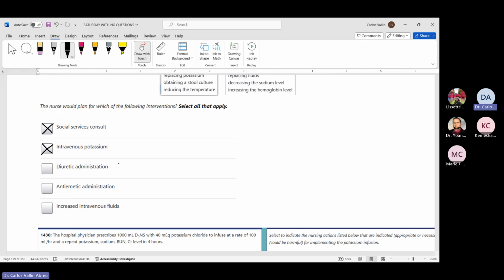Diuretic administration is obviously contraindicated. Antiemetic administration could be anticipated if the client has nausea. Increased intravenous fluids, okay, it is indicated obviously.